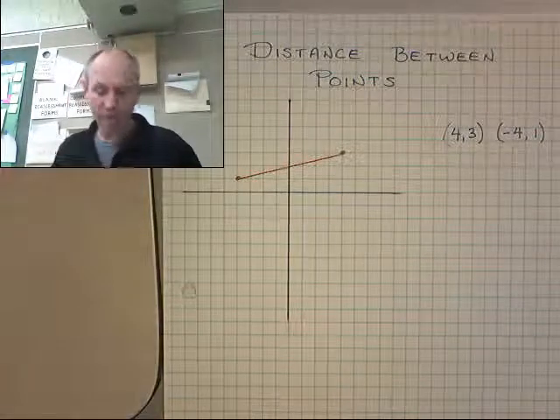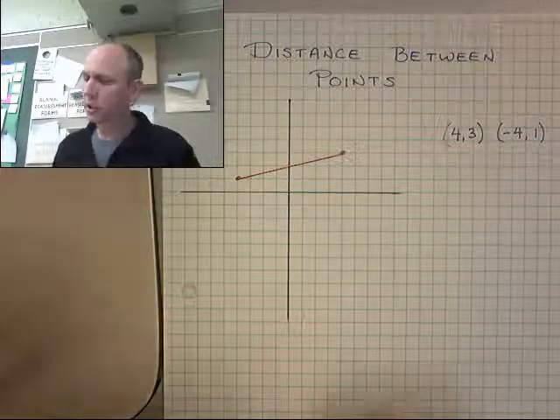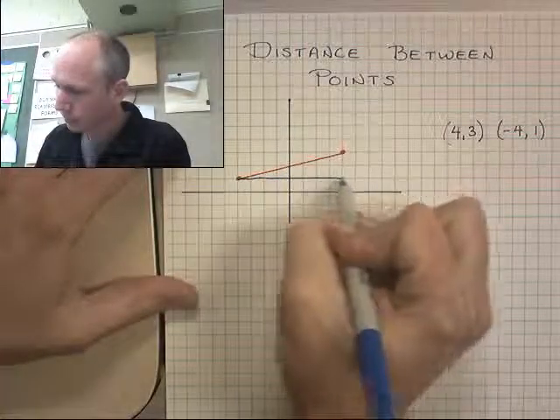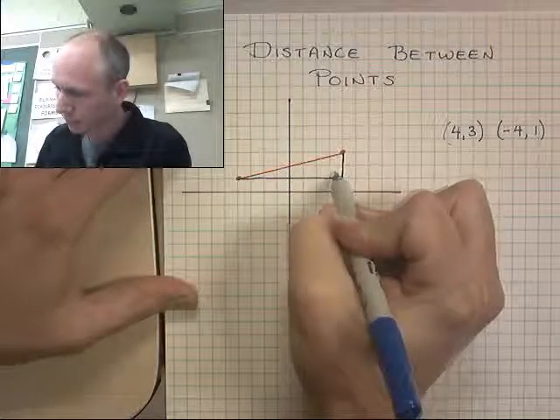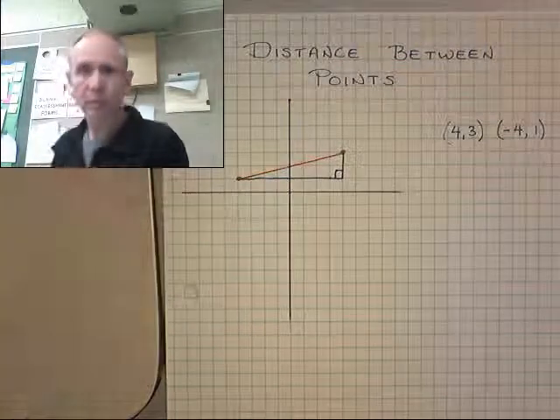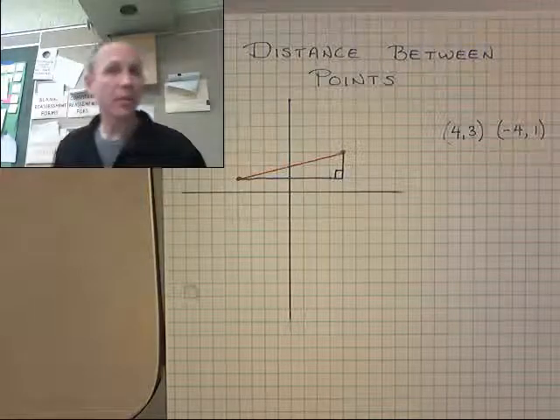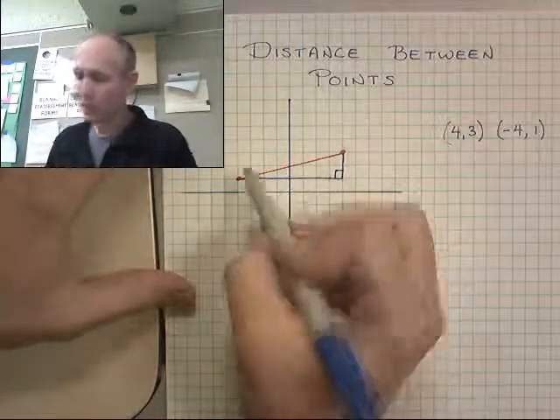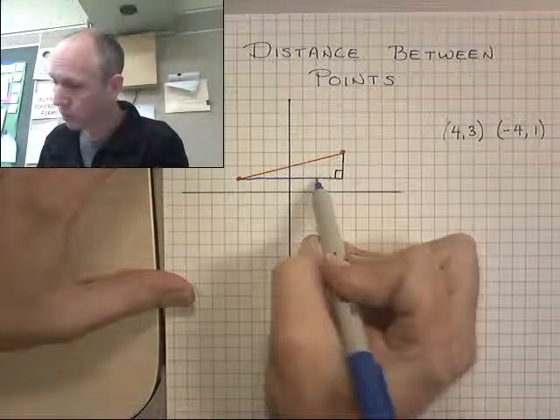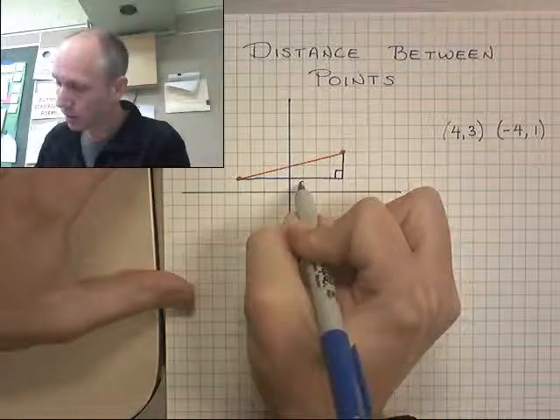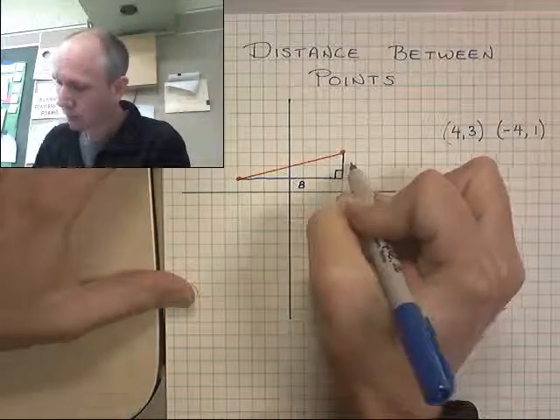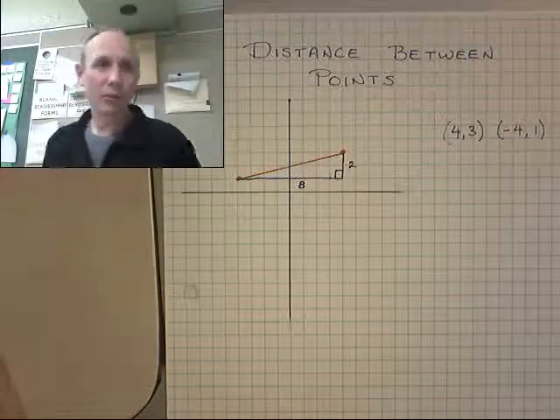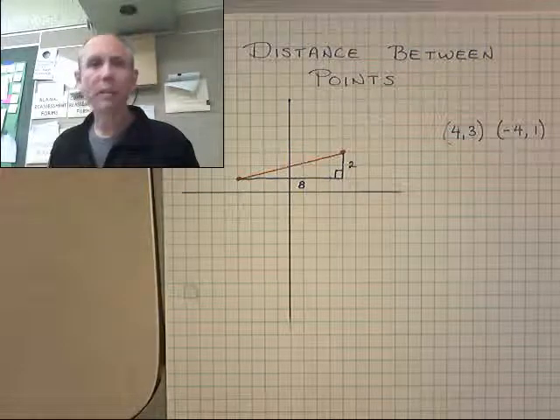But how can I do this mathematically? I'm going to turn this into a right triangle. There we go. I'm going to figure out the distance of each leg of this. So this leg is 1, 2, 3, 4, 5, 6, 7, 8 units long. And this one is 2 units long. Right triangle. I have the length of each of those legs.